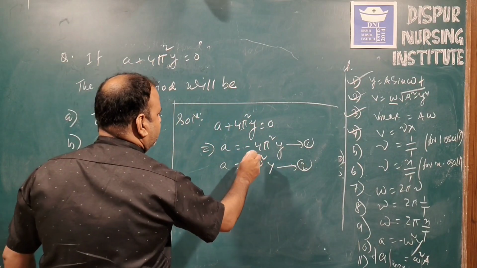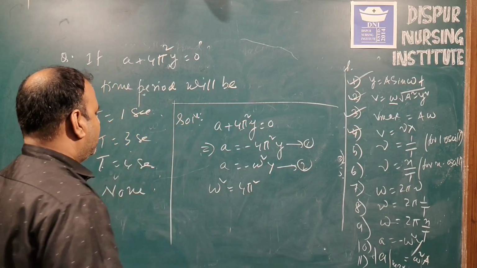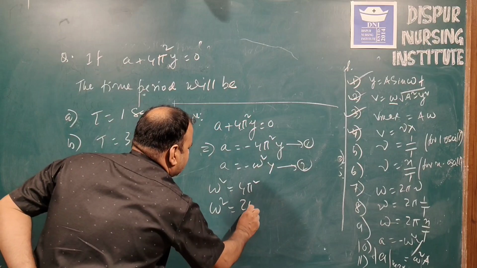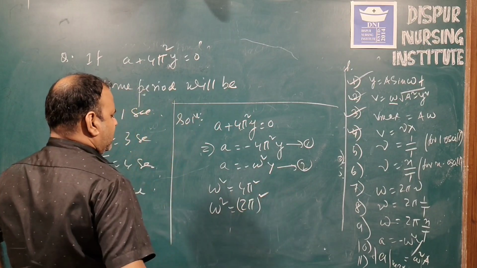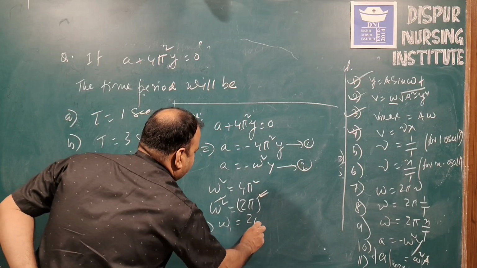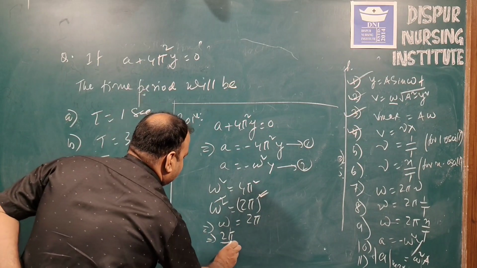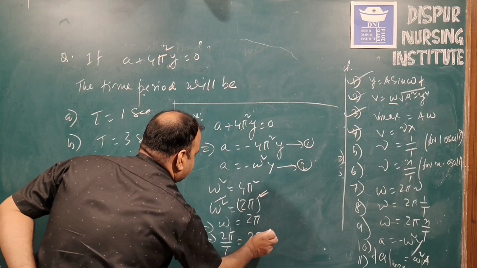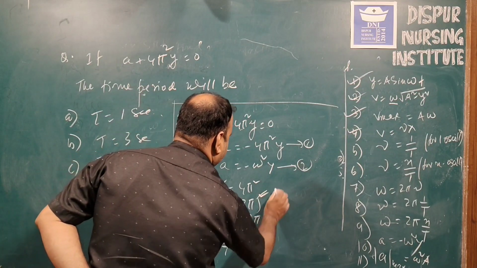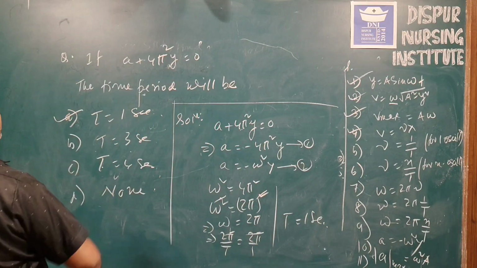If minus is cancelled, omega square is equal to 4 pi square. So in this case, omega square is equal to twice pi whole square, we can write. So this one cancels, so omega is equal to twice pi. Omega means twice pi by t is equal to twice pi. So it will be 1, so cancel. Ultimately t is equal to 1 second. So the answer will be this one.